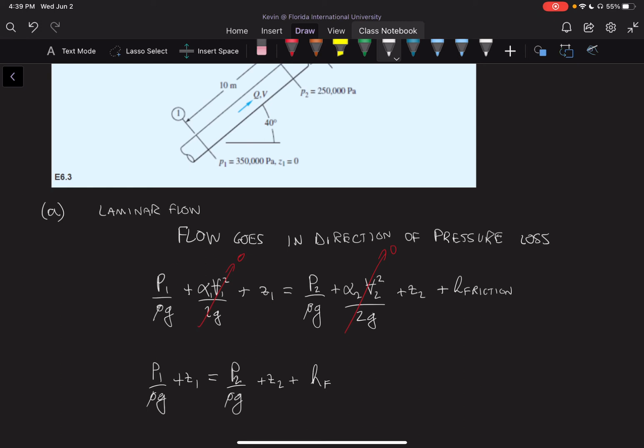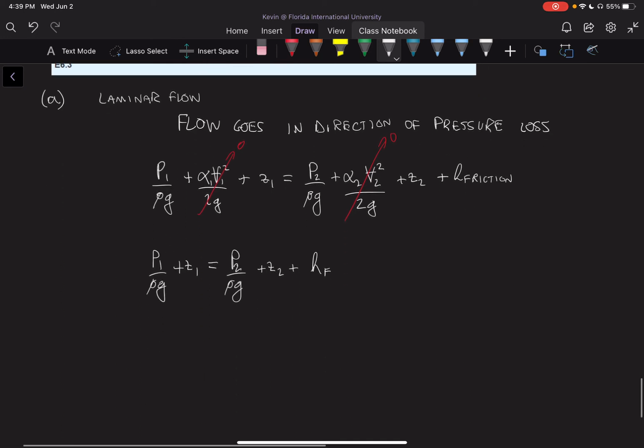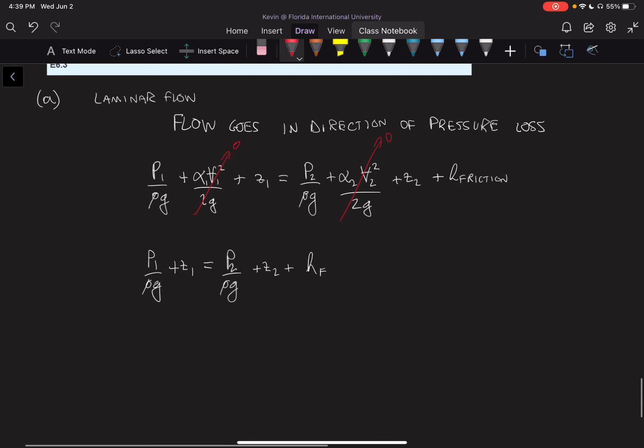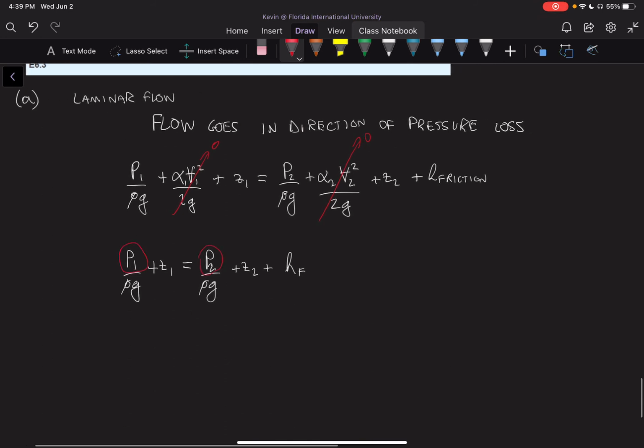So how are we going to determine whether or not our system is flowing from down to up or from up to down? Well, we have to figure out our total pressure at point 1 and our total pressure at point 2. So it's very important. This term here, P1 and P2, these terms are not the total pressure at that level. The total pressure at that level is actually the whole term.